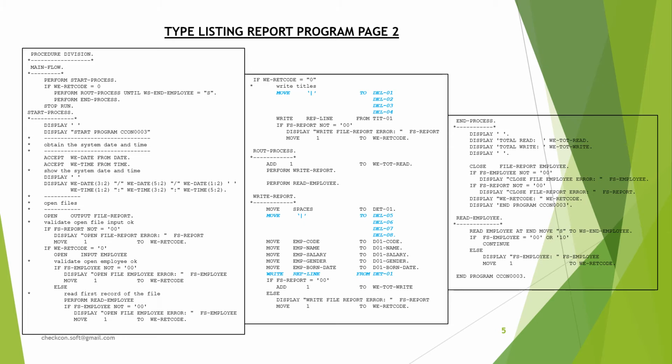Type listing report program, page 2. Numbers 1, 2 and 3 of this series of videos, COBOL tips and code OpenCOBOLIDE, have dealt with the type of listing programs that are very similar in their logic, if not the same. Learn the logic explained, which will be useful on many occasions if you dedicate yourself to COBOL programming.